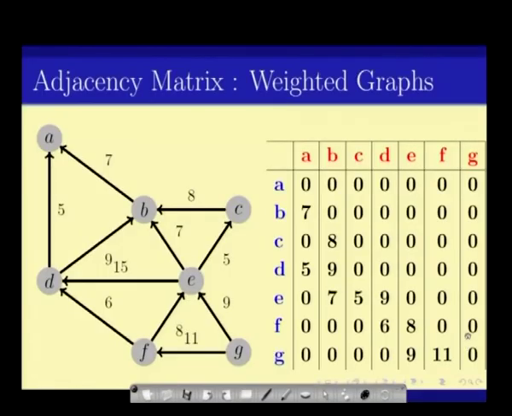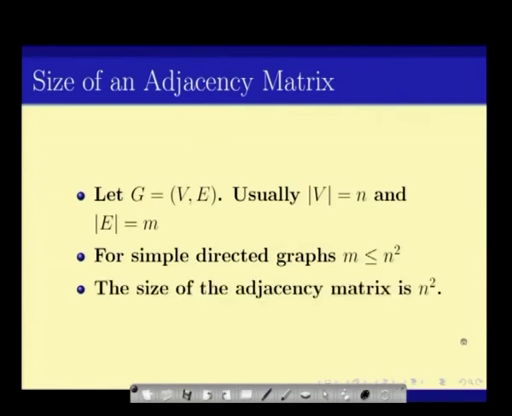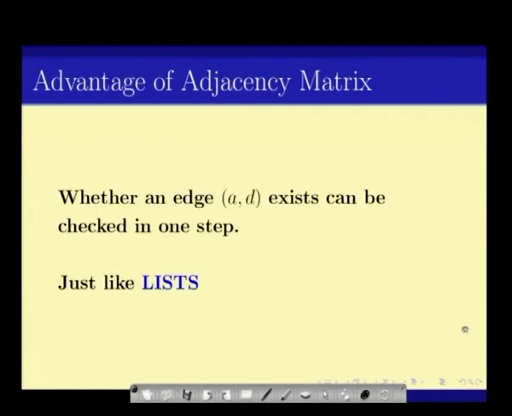The same technique can be done for a directed graph, and also for a weighted directed graph, where instead of putting 1, we put the edge weight in that matrix. If we consider the number of vertices as n and the number of edges as m, then a simple directed graph has up to n square edges, and so the size of the adjacency matrix is n square. The good thing about this is that one can access any edge in just one step.